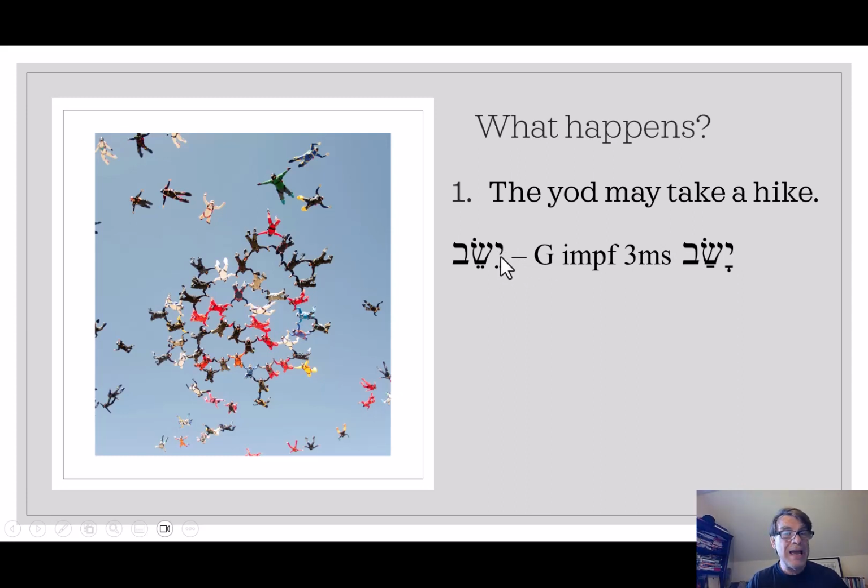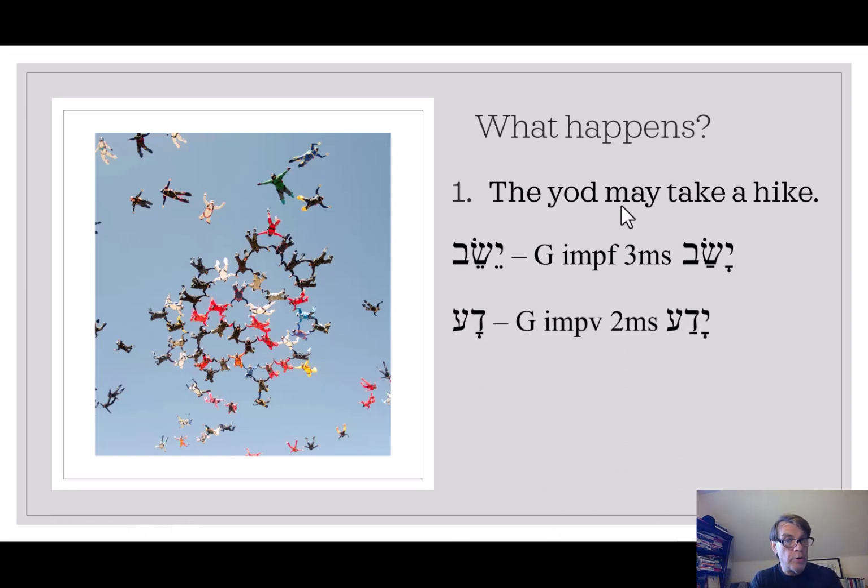This could have been teshev, which would mean she sat, or she will sit. Or it could have been eshev, I will sit. But anyway, never mind. So the yod here is the yod of third masculine singular. It's not the yod of yeshav. So where is the yod of yeshav? It's taken a hike. It's gone. So occasionally, with a first yod verb, especially when it historically was a first vav, the yod will go away.